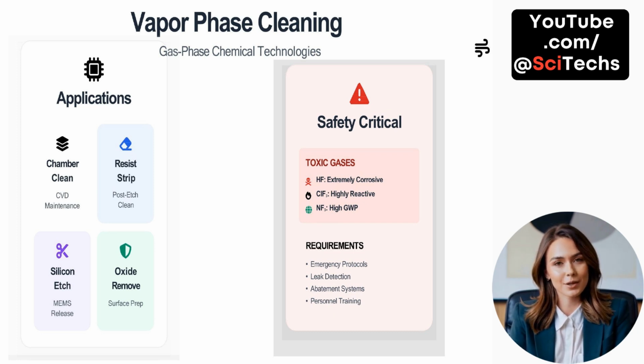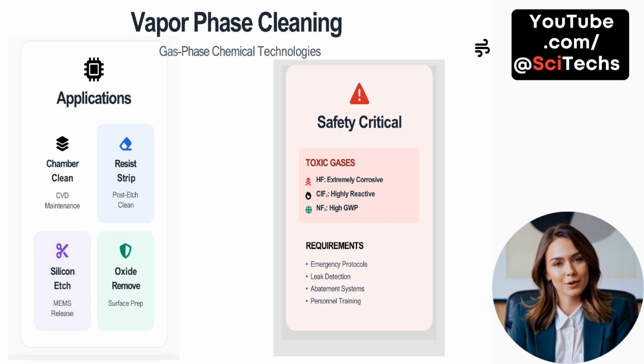Vapor phase cleaning is also integral in silicon etching, particularly for MEMS release, where precision and selectivity are essential. Additionally, oxide removal is common for surface preparation before critical process steps, such as thin film deposition. However, these processes come with significant safety risks.